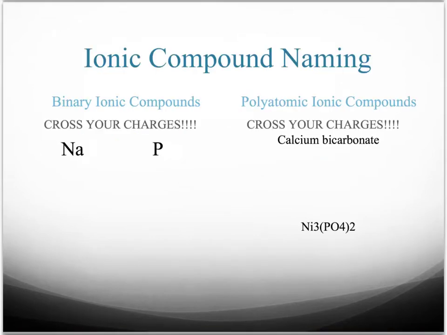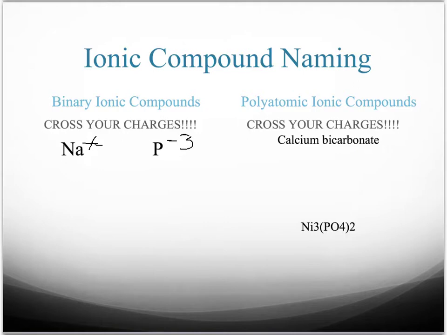Okay, first we'll start out with some binary ionics. If it's binary, that just means that the anion is just a single atom, so it might be a phosphide or a chloride or sulfide, something like that. So in this example, we have Na, which is sodium, and then P, which in this case would be phosphide because we're talking about anions. So sodium has a charge of +1, and then the phosphide has a 3- charge.